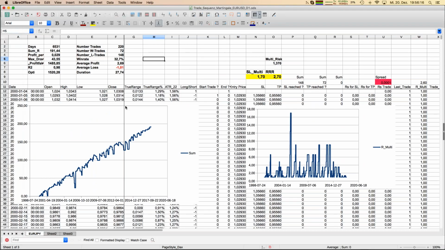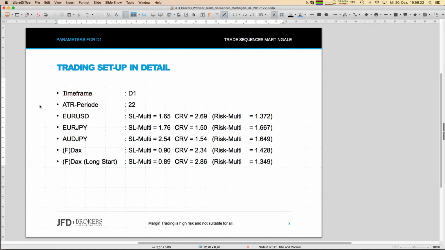Let me summarize a little bit what we have done here and how it really works. So we have a couple of setups here, and I have even one additional variant for the FDAX. I don't go into the details right now. It's more or less like whenever you start a new sequence, then you start that sequence always long. Why? Because we know that at least for the last decades, the DAX has a bias, and that bias is always north. So whenever we start a new sequence, we start that sequence with a long trade.